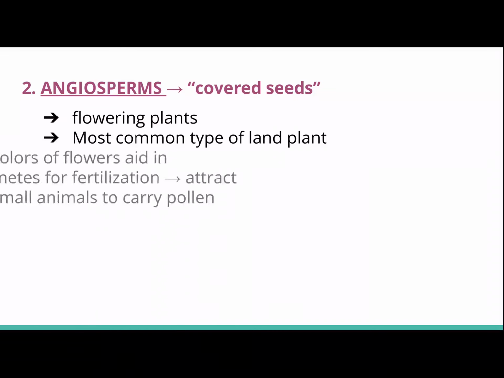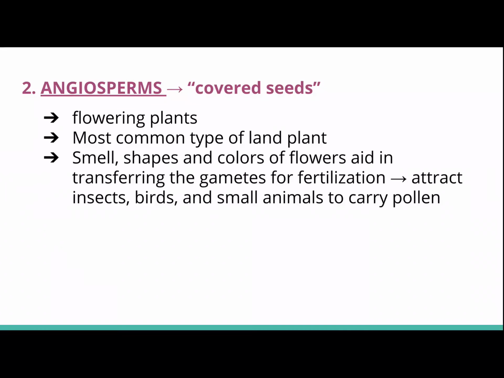Of course, this is the most common type of land plant, and the smells, the shapes, and the colors of the flowers aid in transferring the gametes for fertilization. Okay, the smell, the shapes, the colors of the flowers attract insects, birds, and small animals that will carry pollen from flower to flower for fertilization to produce more seeds, to produce more plants.